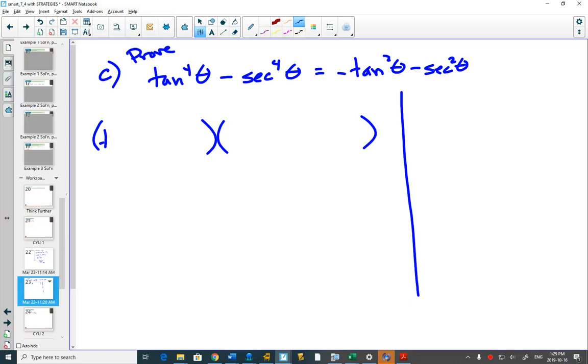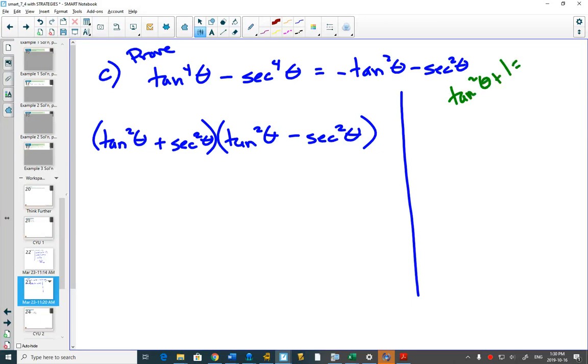So factoring this, well, I would have tan squared and tan squared. One would be plus, one would be minus, secant squared and secant squared. Now take a look at your tan squared plus 1 equals secant squared formula. Okay, I'll write it up here off to the side so we can look. Tan squared theta plus 1 equals secant squared theta. That's on our formula sheet.